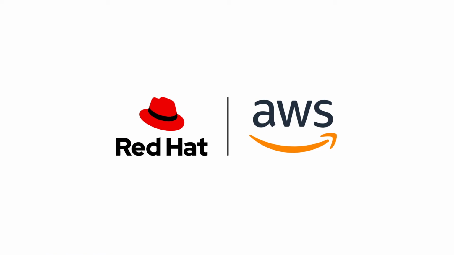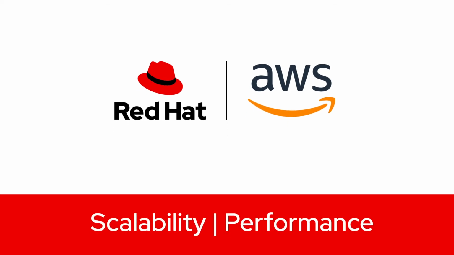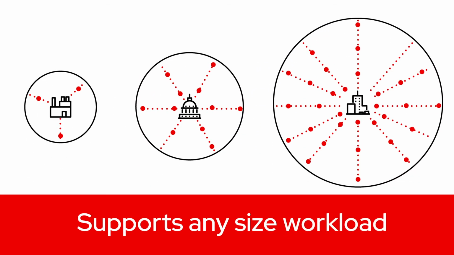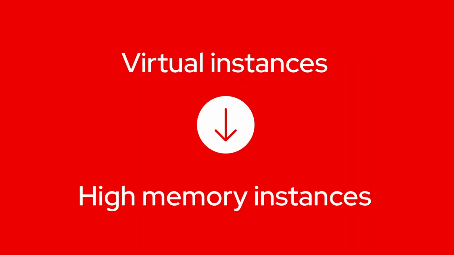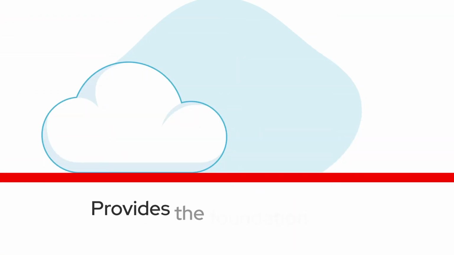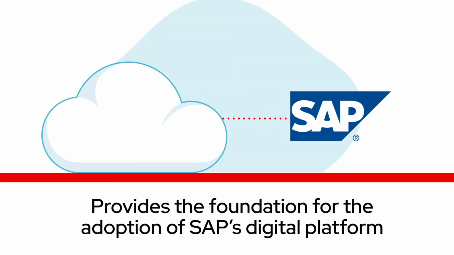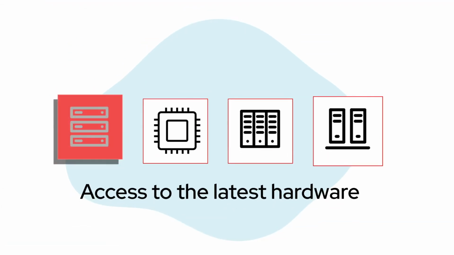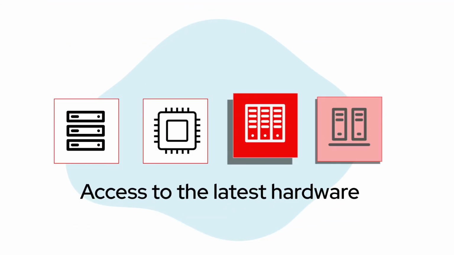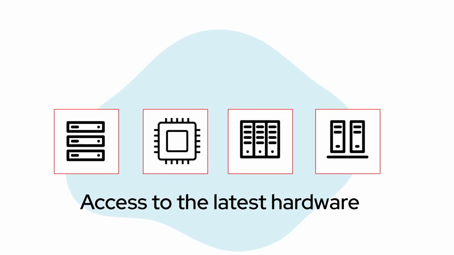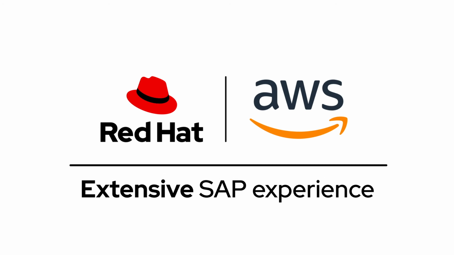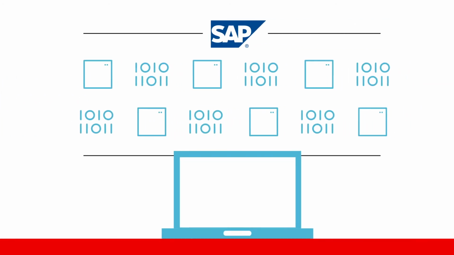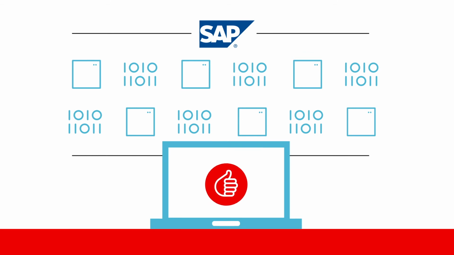Red Hat and AWS deliver the scalability and performance to support any size workload, switch seamlessly between virtual instances to bare metal high memory instances, and provide the foundation for the adoption of SAP's digital platform. AWS also gives you access to the latest hardware so you can take advantage of advances without procuring and managing new hardware yourself. Red Hat's and AWS's extensive SAP experience ensures that SAP databases and applications work reliably.